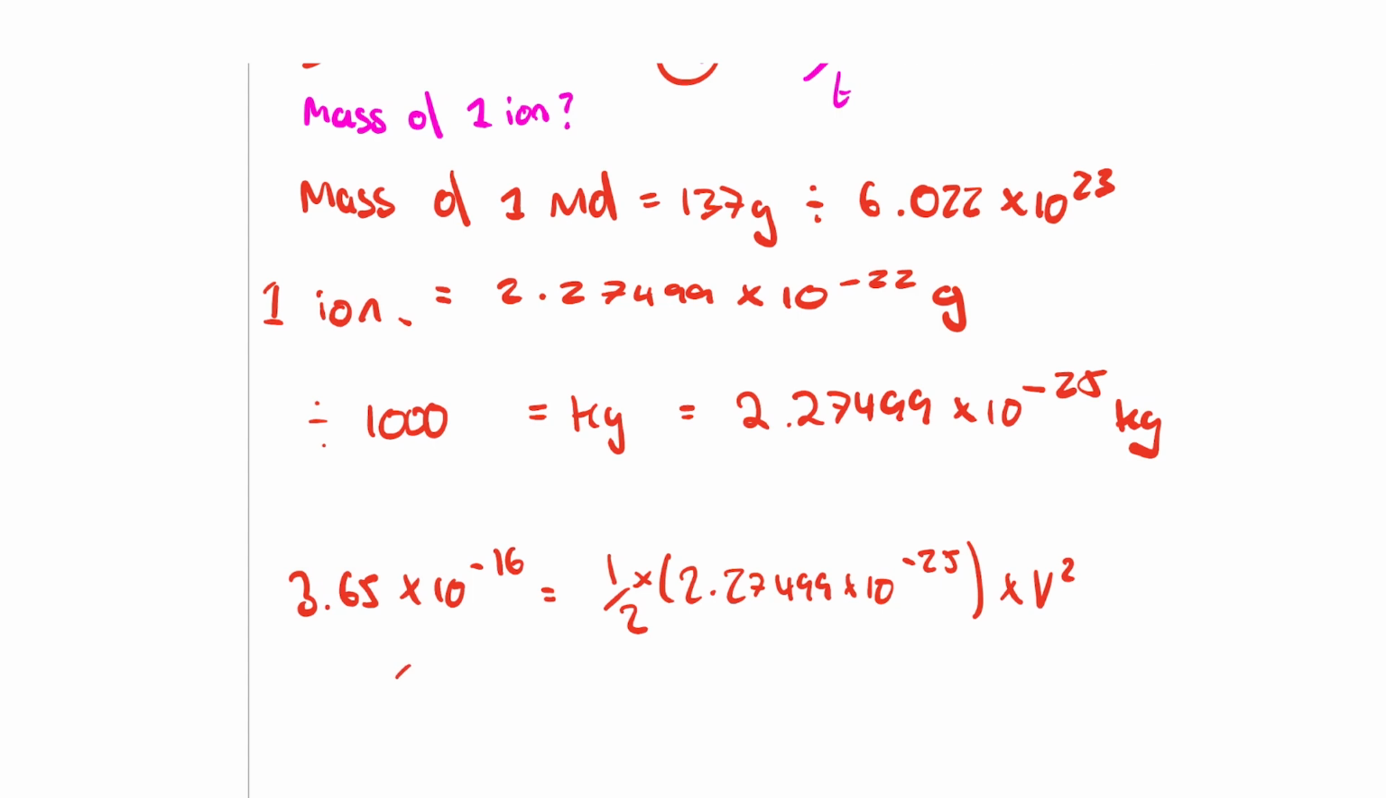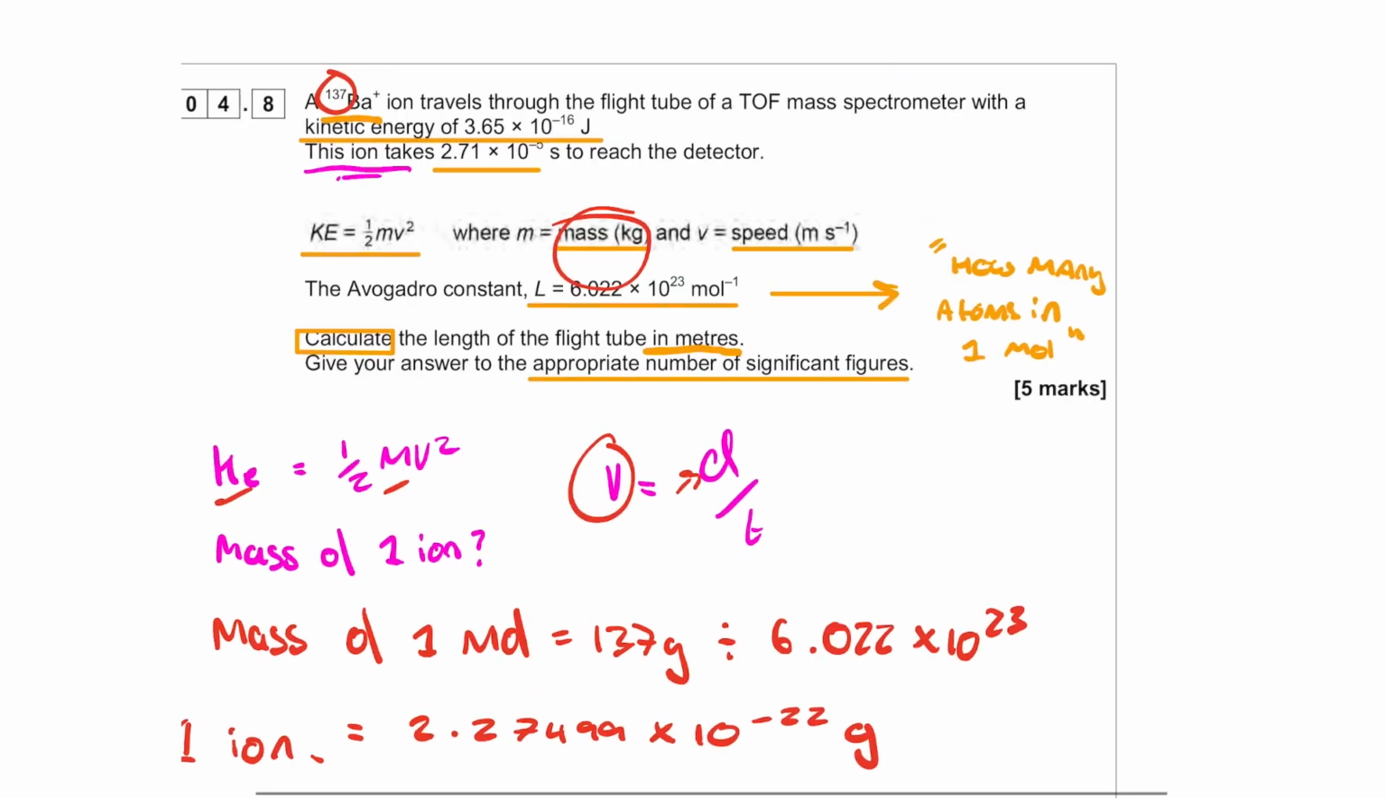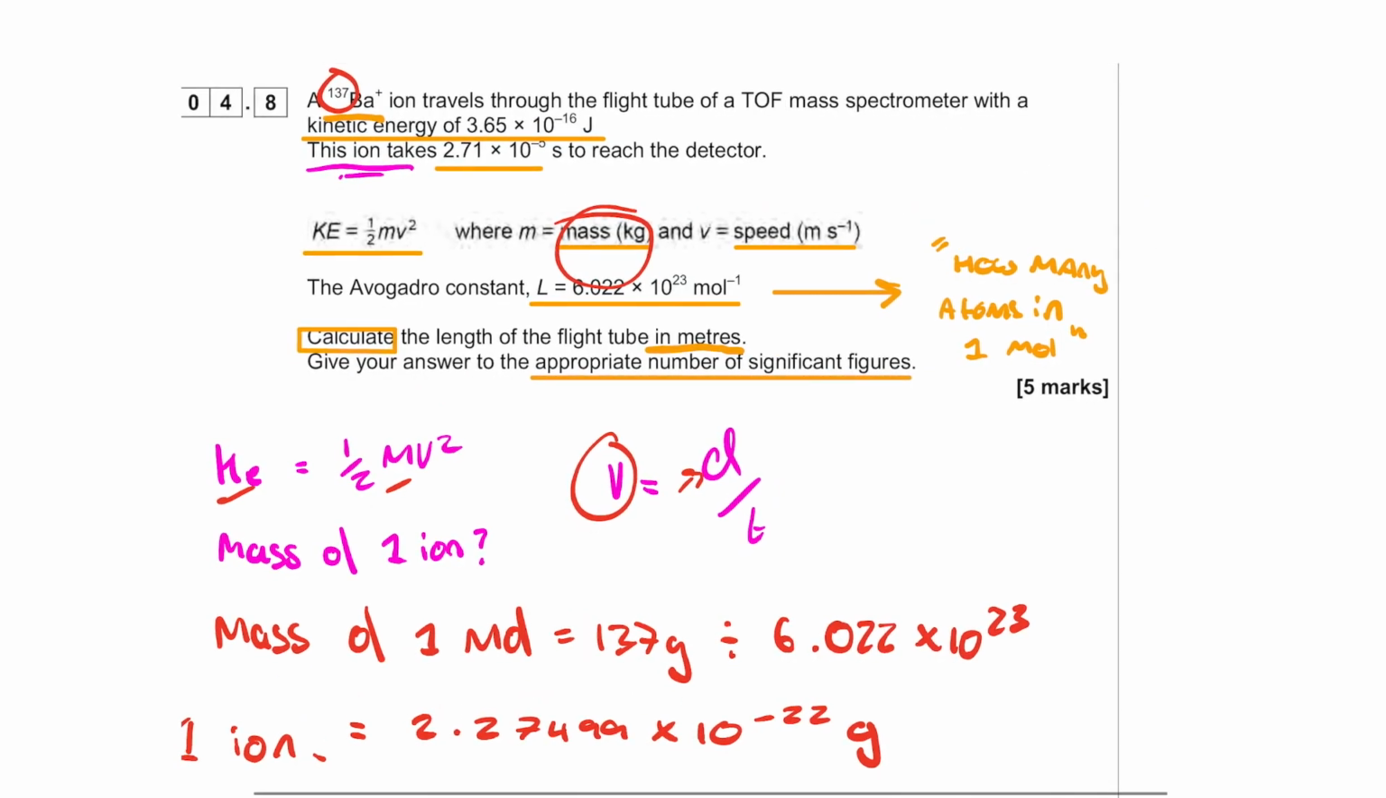We can rearrange this equation by multiplying both sides by 2 to get rid of the half, and then dividing both sides by the mass. Then we will have a number equivalent to velocity squared. Velocity squared is 328,802,920. Square root of both sides to get 56,646 meters per second. And now simply that equals distance over time. Multiply both sides by time, which we were given in the question, 2.71 times 10 to the minus 5.